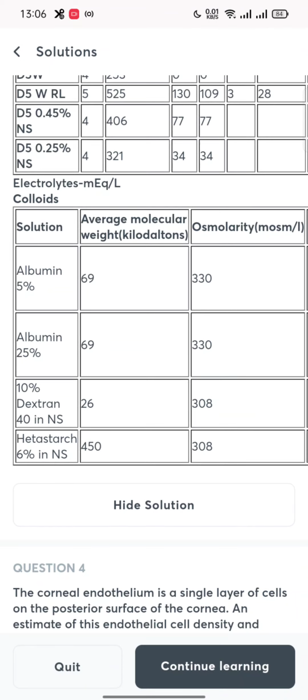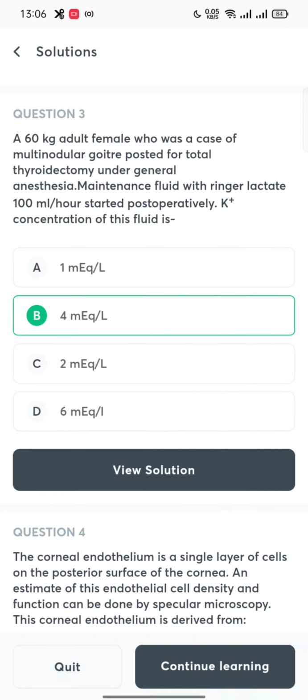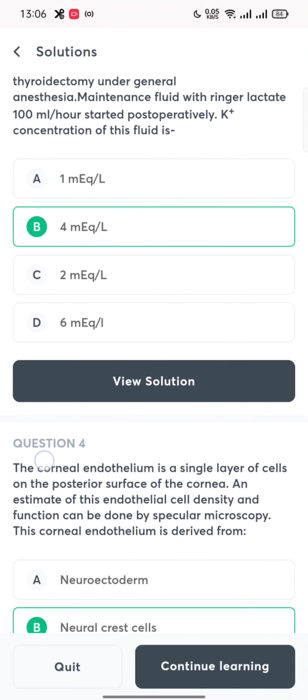Talking about 10% dextran 40 in NS and hetastarch 6% in NS. Average molecular weight in 10% dextran 40 in NS is 26, whereas hetastarch 6% in NS is 450. But the osmolarity in both 10% dextran 40 in NS and hetastarch 6% in NS is 308. Alright, so the answer is for the MCQ, the colloid question.